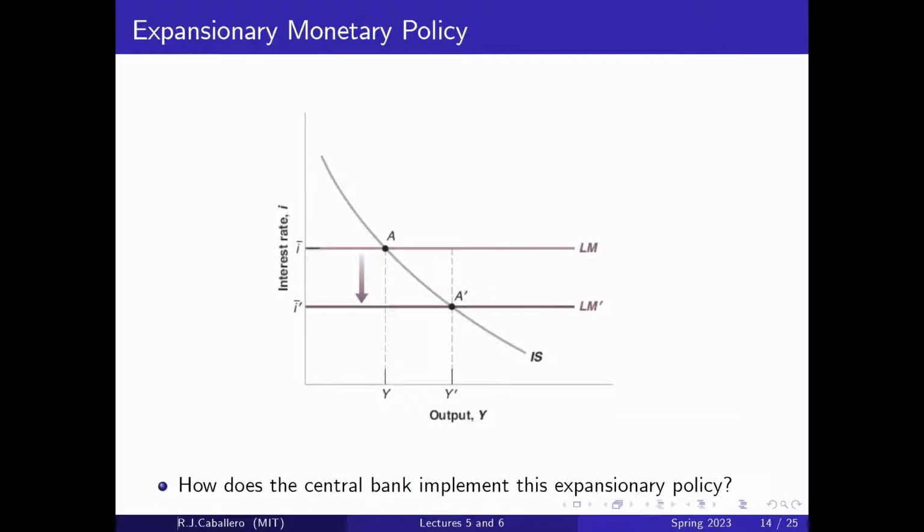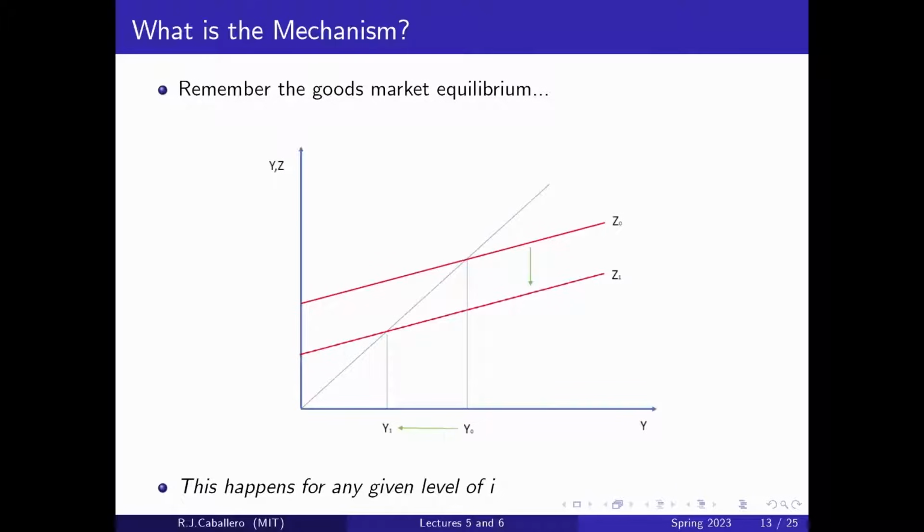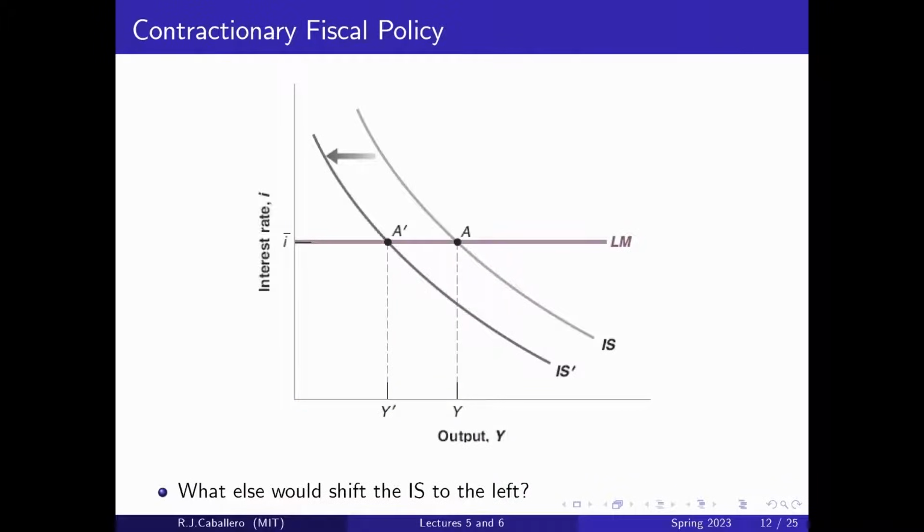Good. So that's a contractionary fiscal policy. Needless to say, an expansionary fiscal policy is just a shift in the opposite direction. No? So what will an expansionary fiscal policy do to equilibrium output?